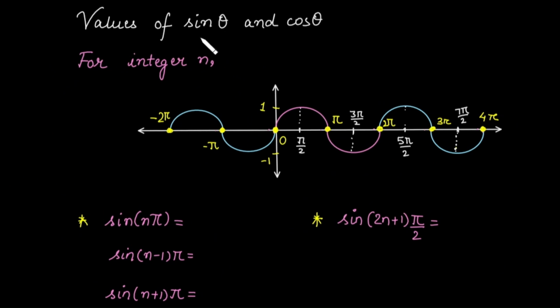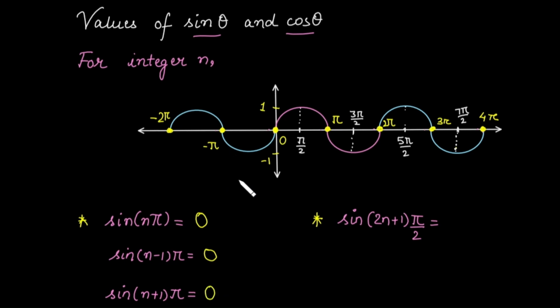Next we will learn the values of sin x and cos x. So here we have considered the graph of sin x, and if you observe that sin 0 is 0, sin pi is 0, sin 2 pi is 0, sin 3 pi is 0, same for 4 pi, even sin at minus pi and minus 2 pi is 0. So we can say that in general sin n pi is 0. And if you want to take n minus 1 into pi, means a multiple of pi as n minus 1, still it is 0.